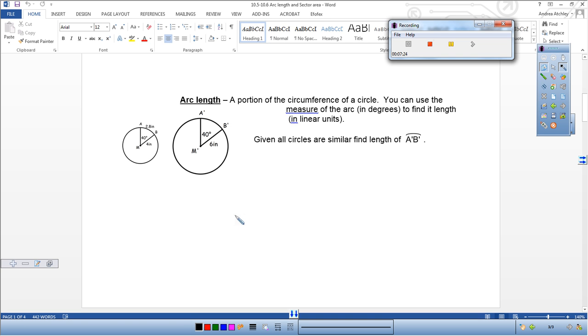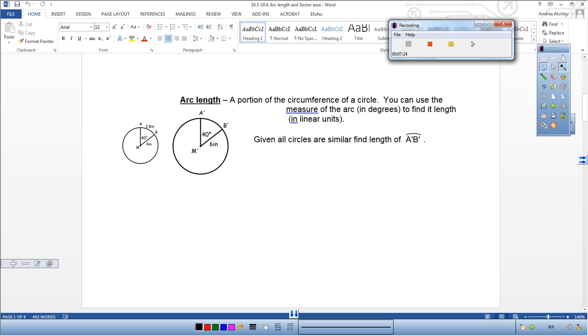Okay, arc length. A portion of the circle of the circumference of a circle. You can use the measure of the arc in degrees to find its length in linear units. Given all circles are similar, we're going to find A prime, B prime. So every circle is similar to another, because the definition of similarity is that all the angles are congruent. Okay, are there any angles in circles? No. And then that their sides are proportional. We don't have sides necessarily in a circle, but we do have the radius and the diameter.